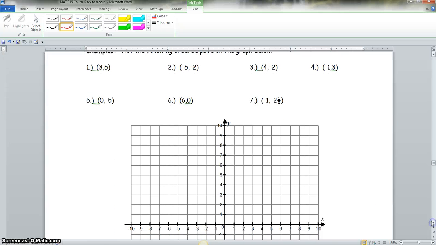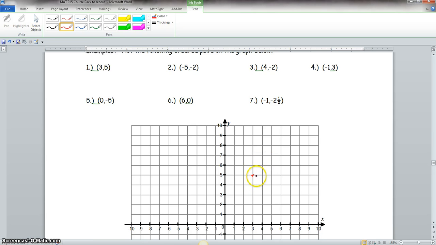Now, when you graph any of these ordered pairs, they're always in parentheses, X value first, Y value second. You always start by graphing the X value first, and wherever your Y value leaves you, that's where you put the point. So let's go with number 1. We start here at the origin, which is 0, 0, and X is 3. So we go to the right 3. Now, Y is 5, so we go up 5. Because remember, since Y is positive 5, that means we go up. And we put our point right there.